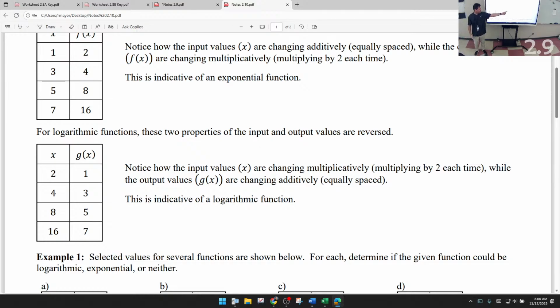Notice how the input values are changing by multiplication, but the outputs, I'm sorry, are changing by addition. This is indicative of a logarithmic function. So that's something else we're going to have to recognize. We need to know if it's changing linear, quadratic, exponential, logarithmic.